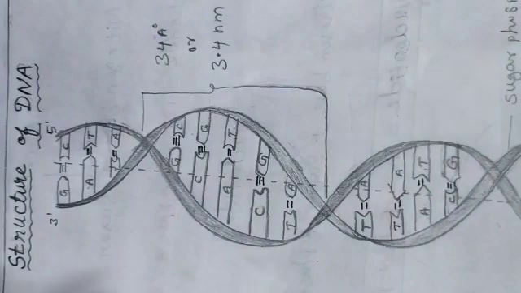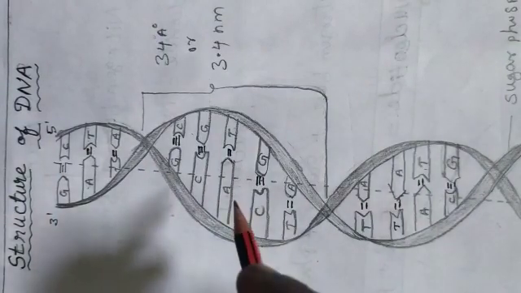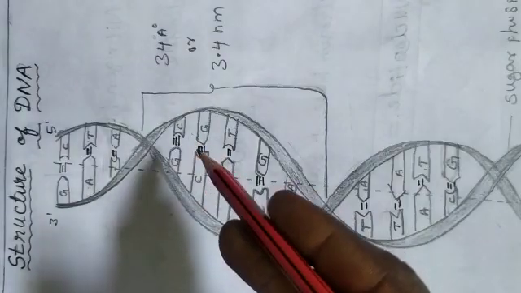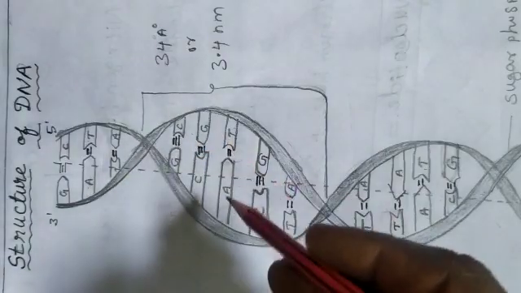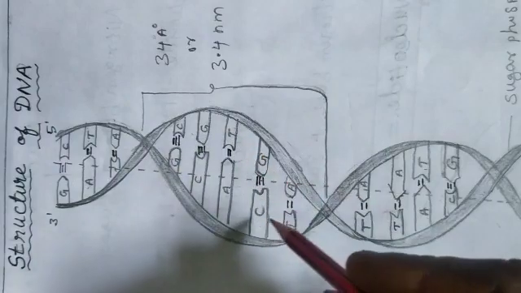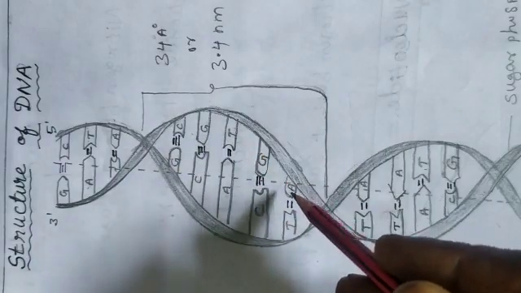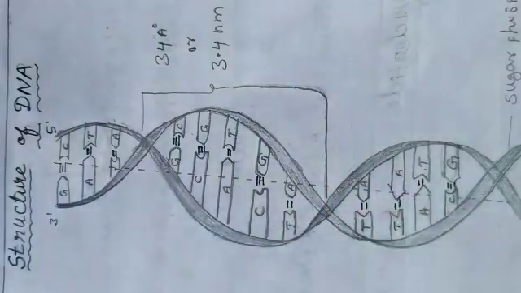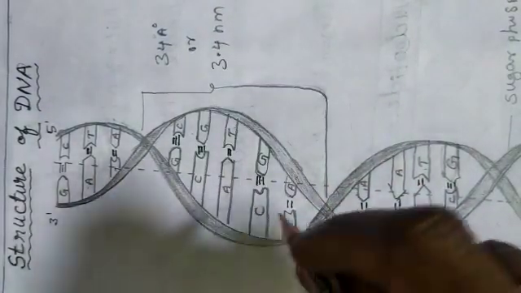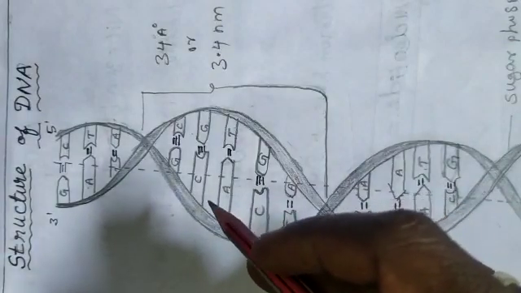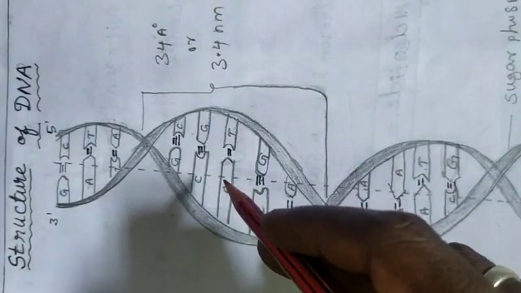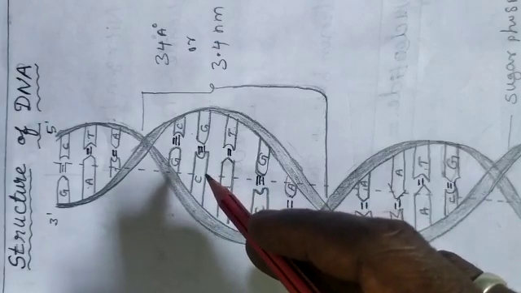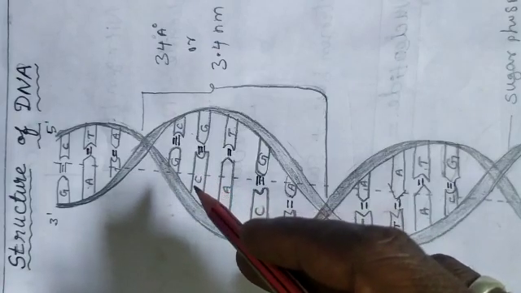This is called complementary base pairing. It is always pairing like that: G joins with C, C joins with G, A joins with T, T joins with A always. This is called complementary base pairing. Hydrogen bonds between the nitrogenous bases make the DNA molecule stable. What is the use of hydrogen bonds? They keep the DNA molecule in a stable condition.